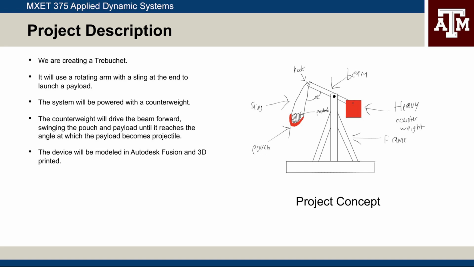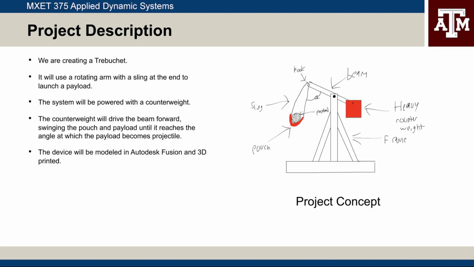Once the payload leaves the trebuchet, it will be in free fall, so its motion will be easily modelable in an equation of motion. How this will work is we'll use a rotating arm attached to a counterweight and sling to launch a mass of a payload varying distances based on the amount of counterweights we apply to the system.